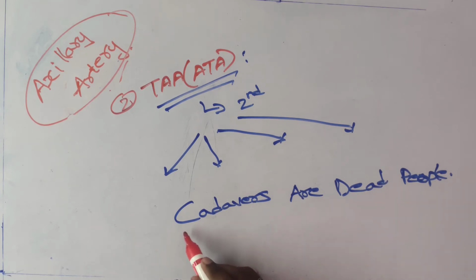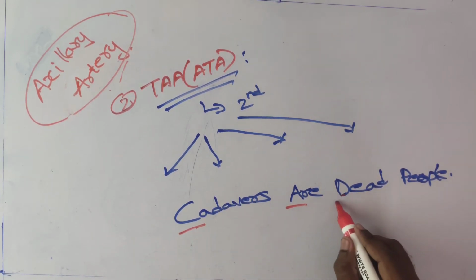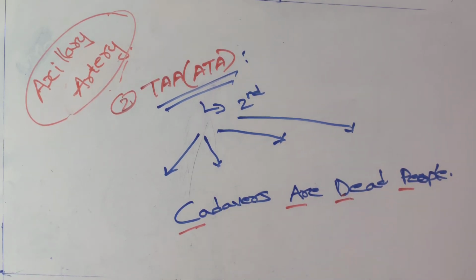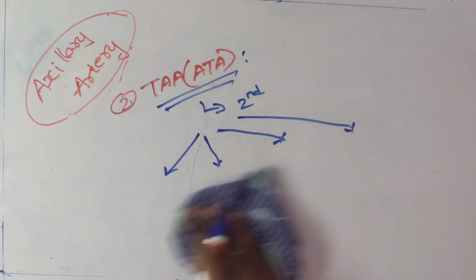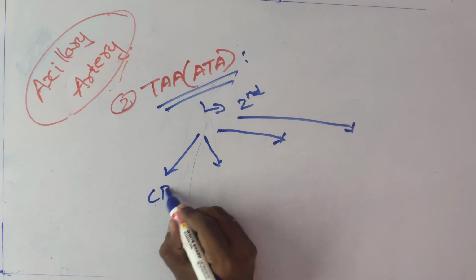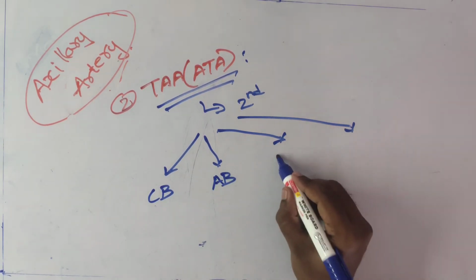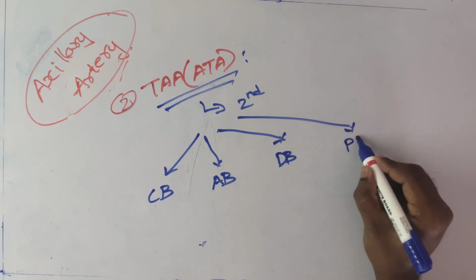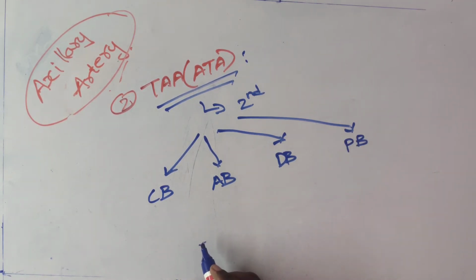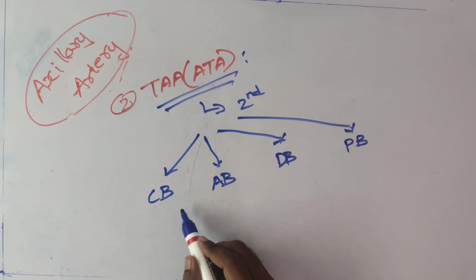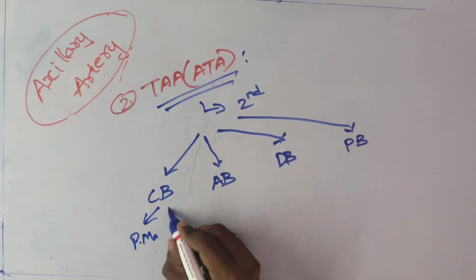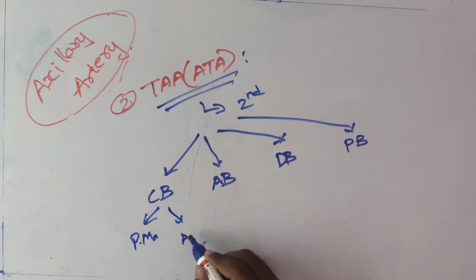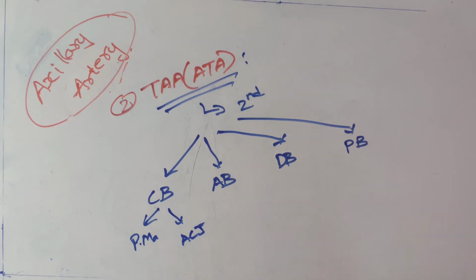Okay, it is the mnemonic of these sub branches of this second branch. Cadavers are dead people. That means C for clavicular branch, A for acromion branch, D for deltoid branch, and P for pectoral branch. The clavicular branch runs from the superior medial to the deep pectoralis major and supplies the acromioclavicular joint.